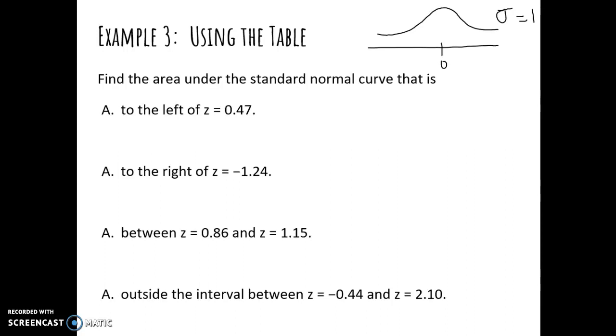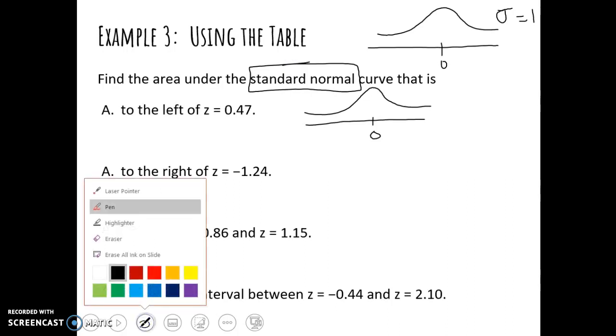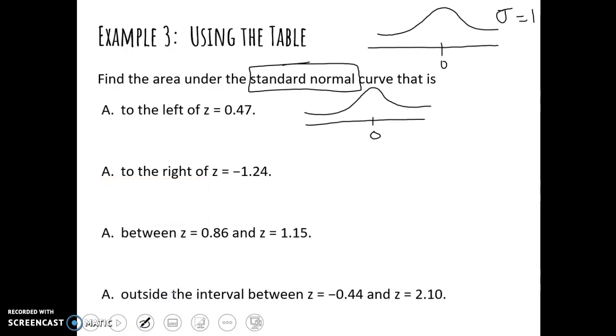So to find the area to the left of z equals 0.47, the first thing that I always do is I draw this curve out. And I label the mean, which happens to be 0 because it is a standard normal curve. Again, the standard deviation is 1. Now we want to find the area to the left of 0.47. So if 0 is in the middle, positive numbers are to the right, negative numbers are to the left. So I'm just going to approximate 0.47 to be about here. It doesn't have to be super accurate. We're just approximating where it is. We know it's somewhere to the right of 0.